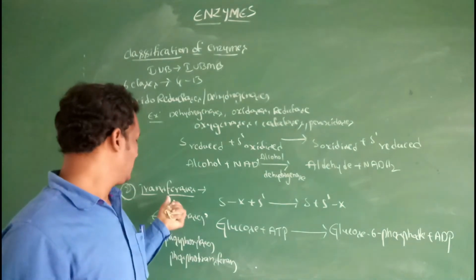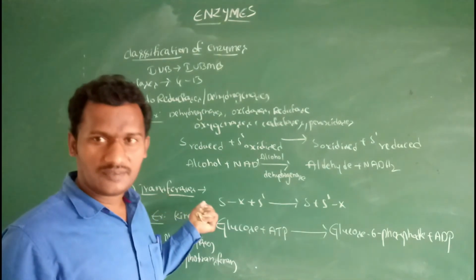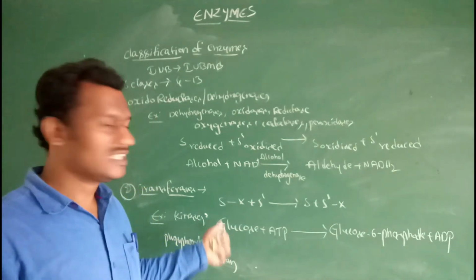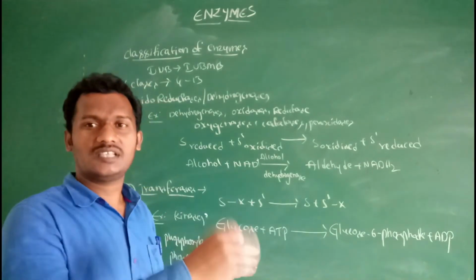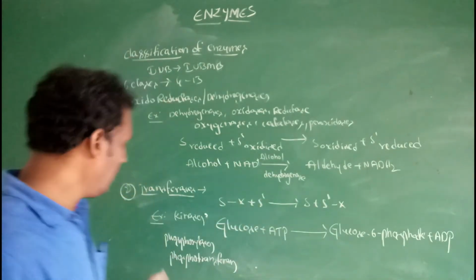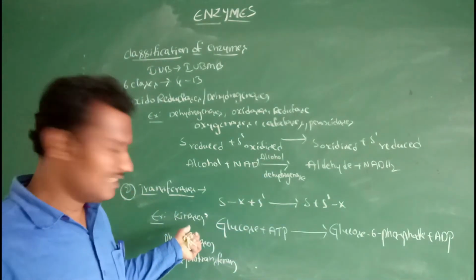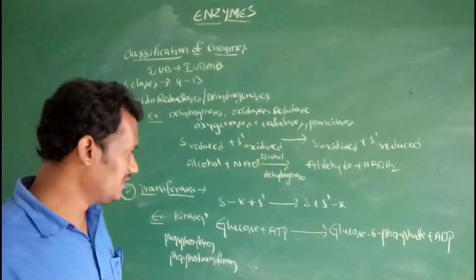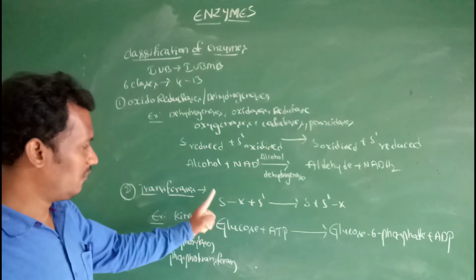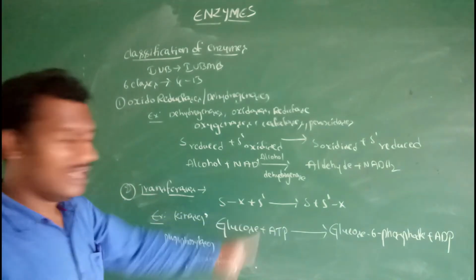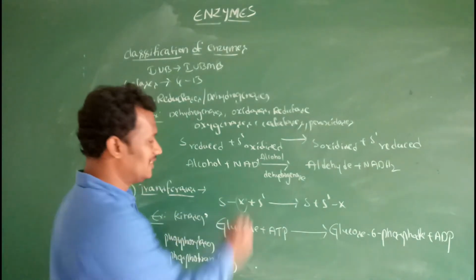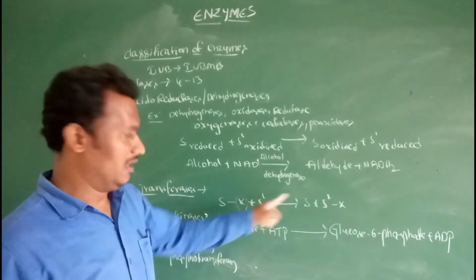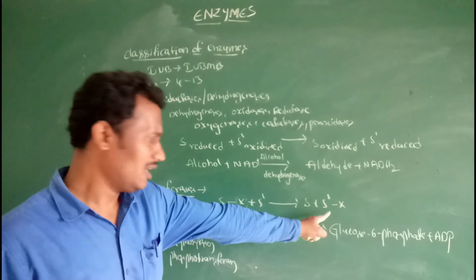So the second type of enzyme is transferases. These types of enzymes catalyze the transfer of groups from one substrate to another substrate. Examples are all kinases, phosphorylases, phosphotransferases. Here the X group is transferred from S to S apostrophe.